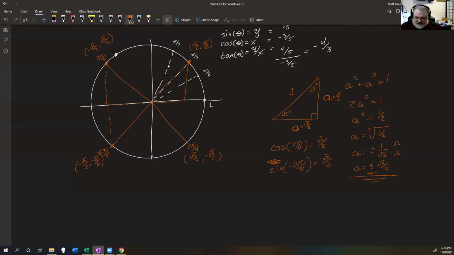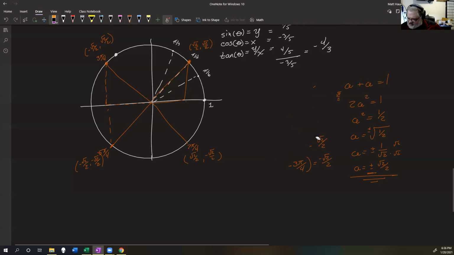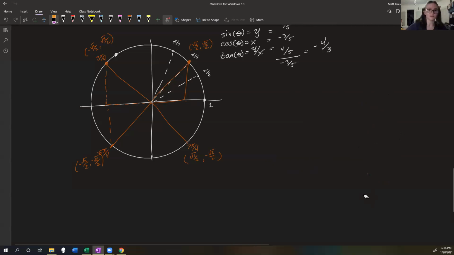What about the over 6s and over 3s? Would it be nice if we could make a similar geometric argument for those? I'm assuming you all say yes. That would be fabulous. Right? That would be fabulous. As long as you're going to test us on it, then yes, that would be fabulous.